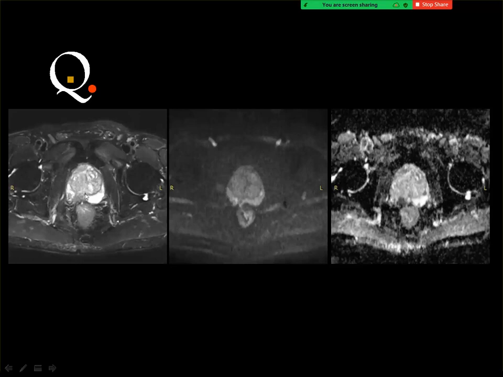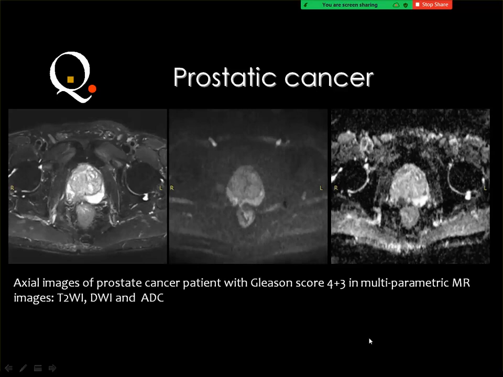And you see that the prostatic cancer is usually located in the peripheral zone, but it can also occur in the central zone. In the T2 weighted image, it is characteristically of low signal against the bright signal of the peripheral zone. In the diffusion weighted images, the lesion showed diffusion restriction, bright in the diffusion weighted images, and dark in the ADC map. This is the classic appearance of a peripheral zone prostatic cancer on the right side.